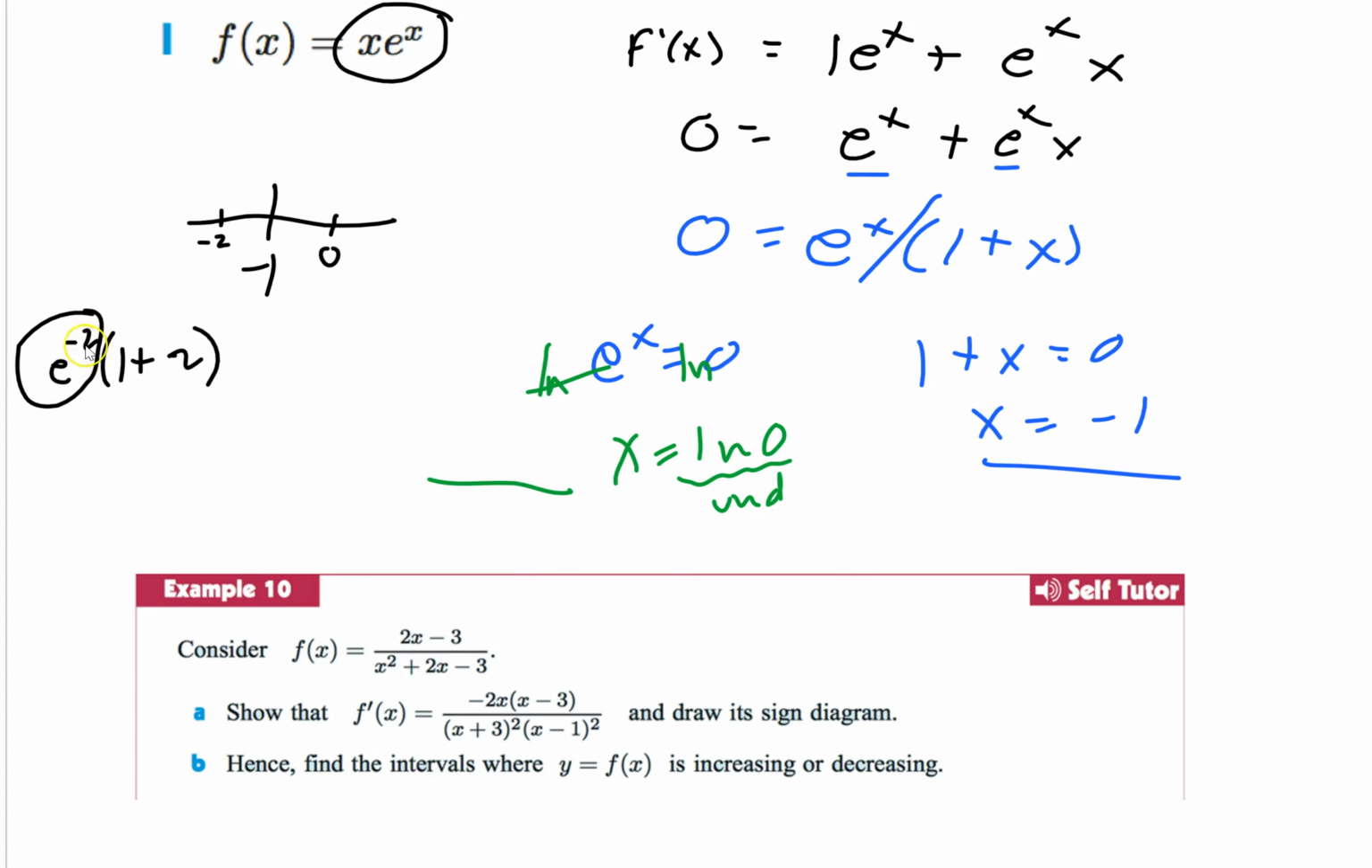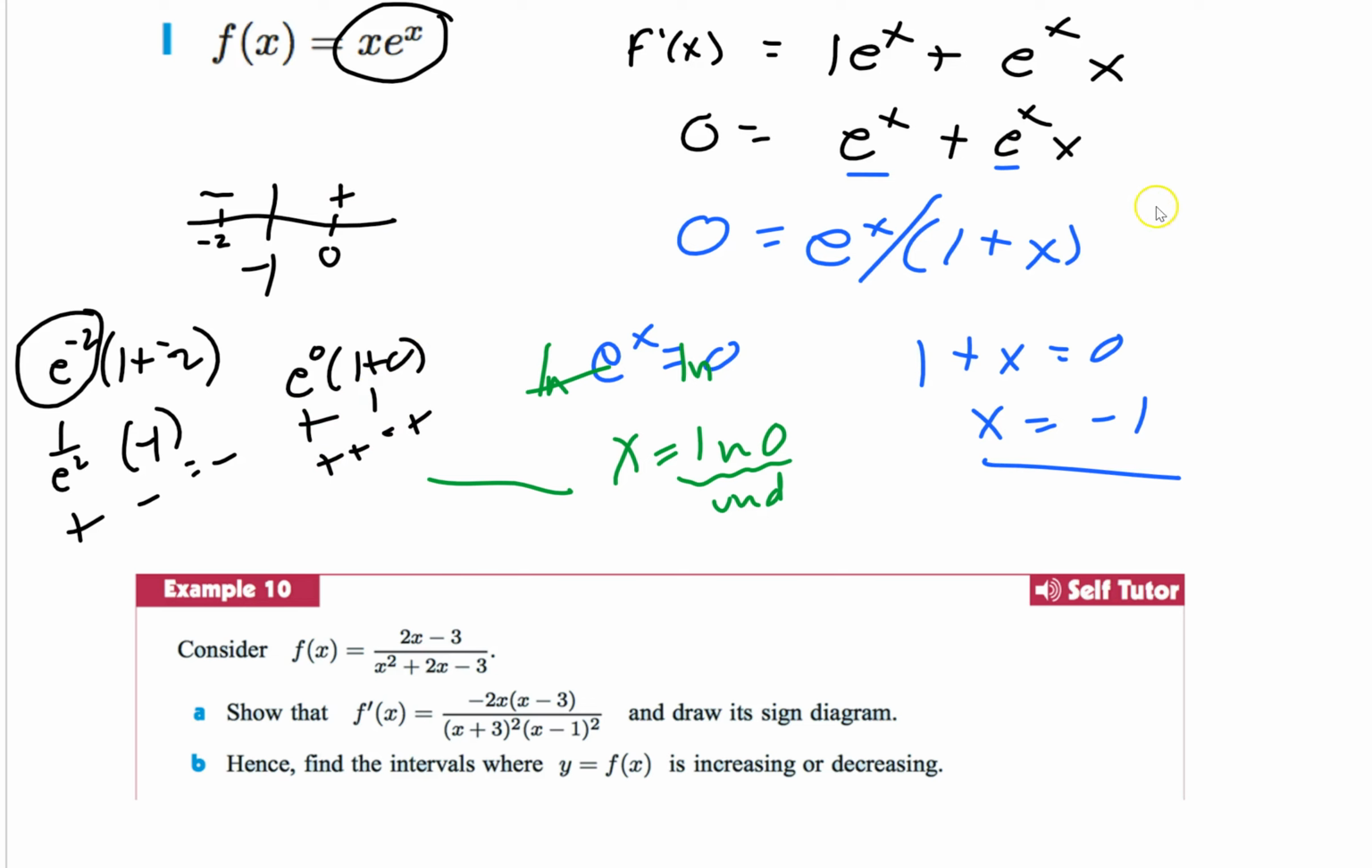Even that, e to the -2 power, that's 1 over e squared. It's not a negative, still a small positive, but still positive. This should be 1 plus -2, which gives me a -1. So I get a positive times a negative, which is a negative. Plug in 0: e to the 0 is 1, 1 plus 0 is positive, and I get 1. So positive and positive gives me a positive.